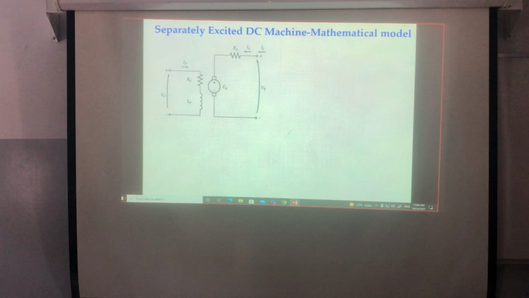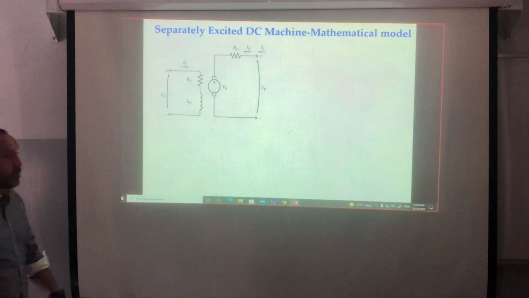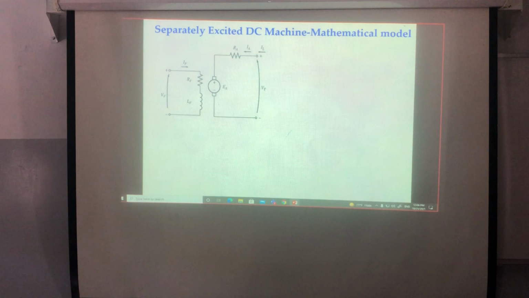After that, I can either go to Laplace transform, or instead of that, solve them using the state space representation, a technique we already know from control systems. Now here I have two circuits. The first one is the field, and the second one is the armature. So let's start with the armature circuit.